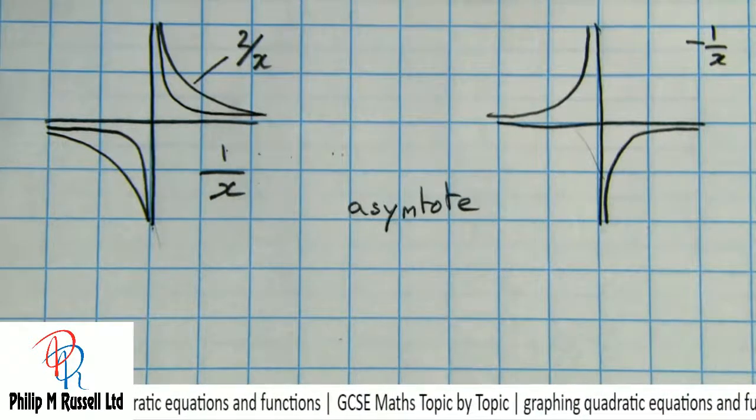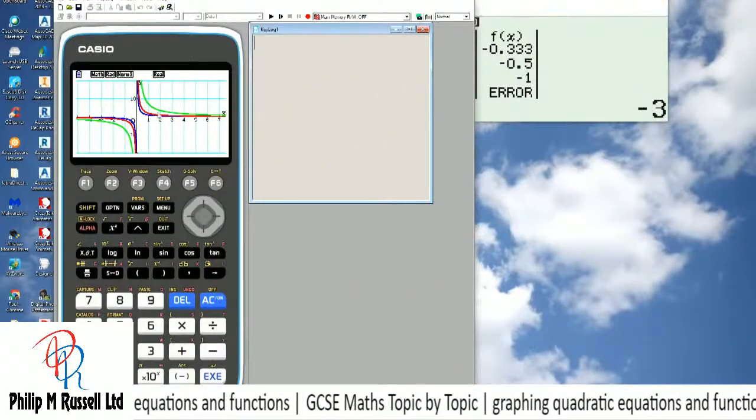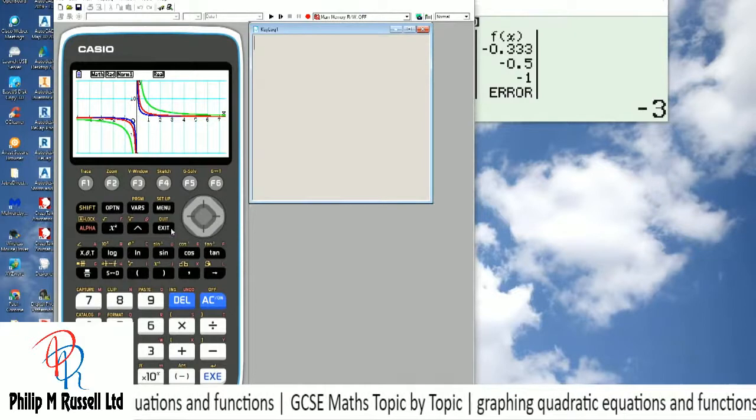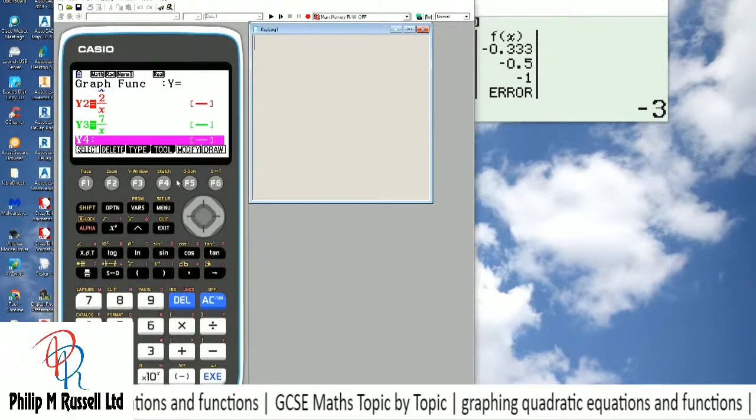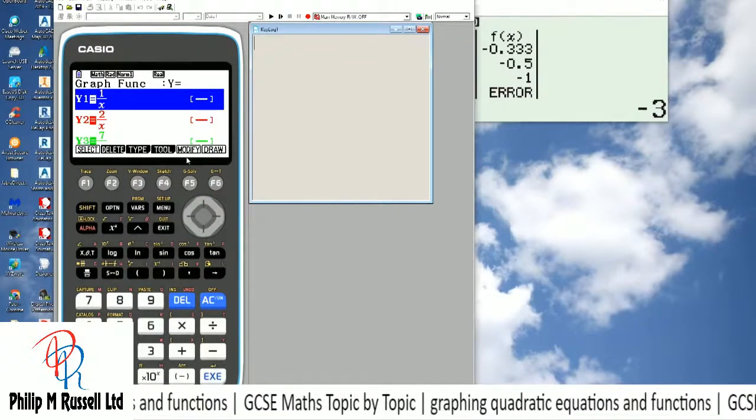We can even get clever and put some graphs together. So let me just be keen.